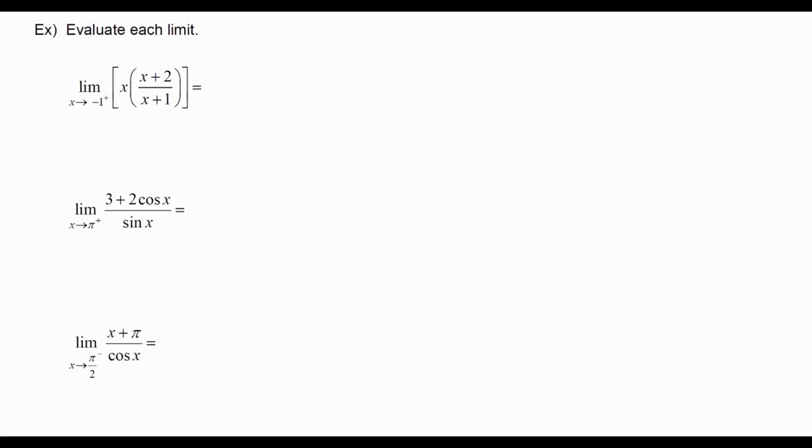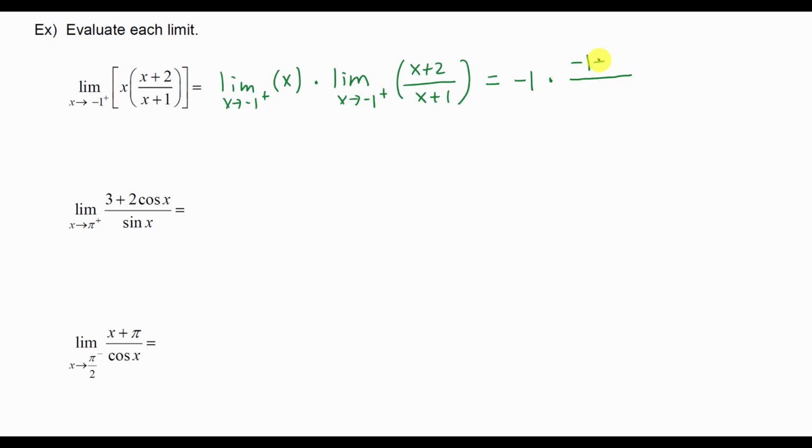Let's keep going. Evaluate each limit. The limit as x approaches negative 1 from the right of x times (x plus 2) over (x plus 1) equals the limit as x approaches negative 1 from the right of x, times the limit as x approaches negative 1 from the right of (x plus 2) over (x plus 1). So for the first one, I can just plug in negative 1 there. So it is negative 1 times. And when I plug negative 1 into the numerator, I will get negative 1 plus 2.